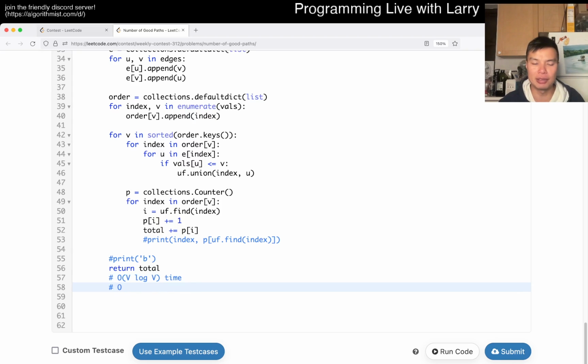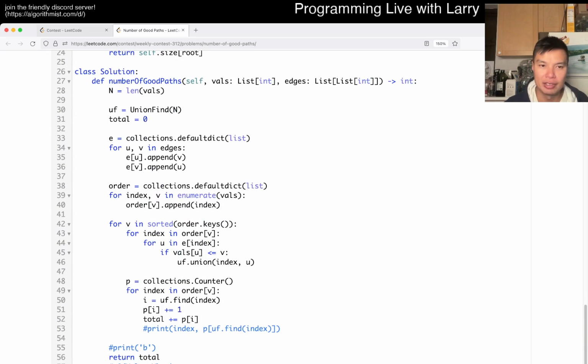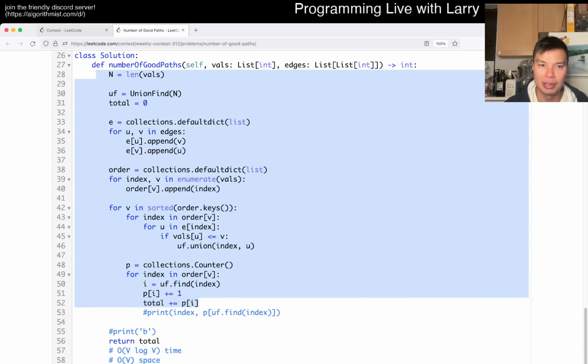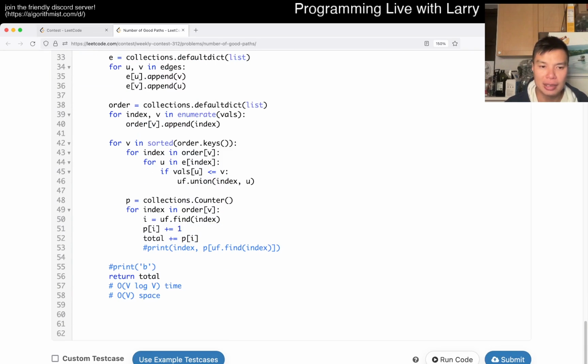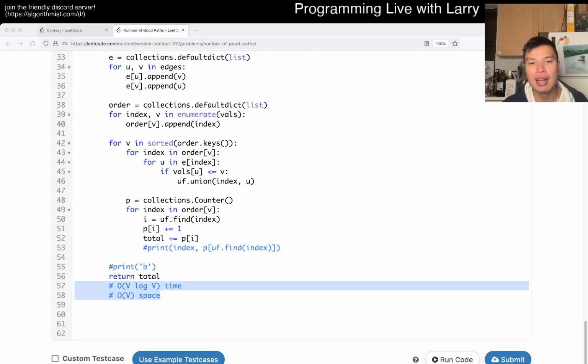And then in terms of space, this is going to be V space, because we have a lot of linear space things here, including union find. So yeah, that's pretty much all I have. Let me know what you think. Oh yeah, and of course you can actually have some linear sorting to improve, if you want to say it that way, with some normalizing of the keys and then do a bucket sort or whatever, right?